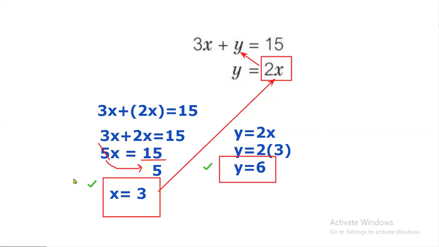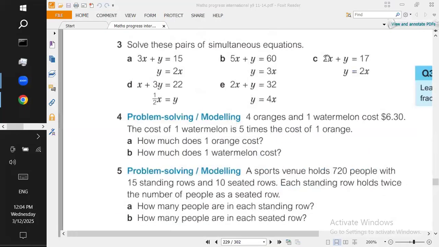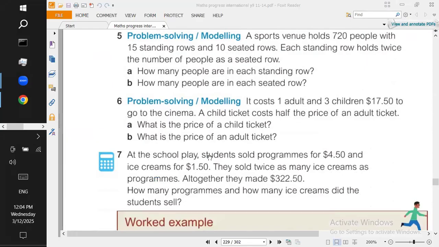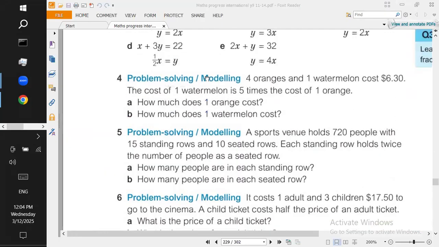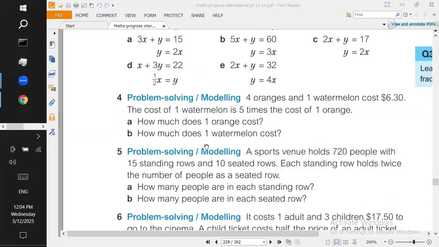Now, let's move on to the next questions. Here, same idea with all of these questions, simultaneous equations using the substitution method. Here we have word problems that lead to simultaneous equations. It means when you read the word problem, you'll find the simultaneous equation and then you'll solve it. Now, we don't have to solve the simultaneous equations. I'm just going to help you find the equations over here, okay?